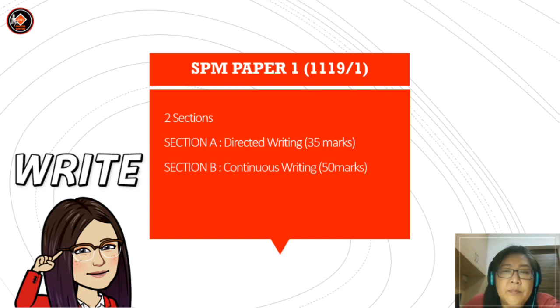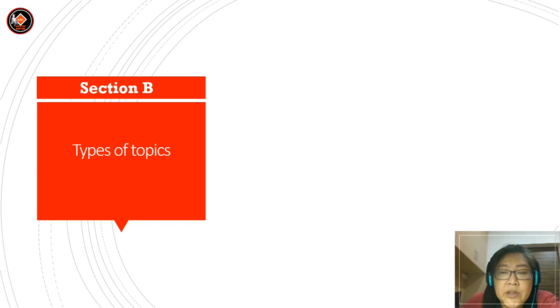For SPM Paper 1, it is called 119/1. So there are two sections. The first one is Section A, Directed Writing, 35 marks, and then Section B, Continuous Writing, 50 marks. Let's look at Section B, the types of topics.